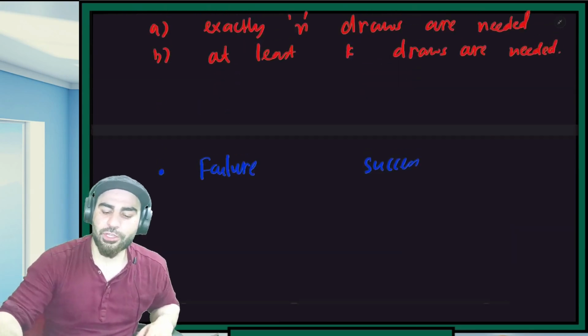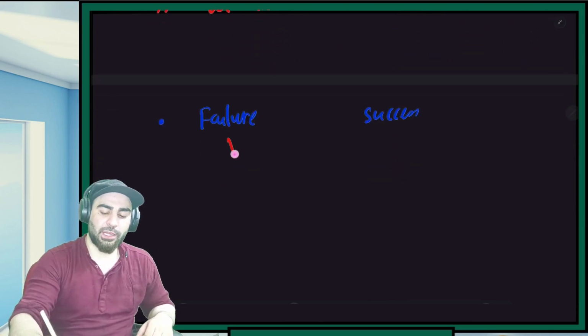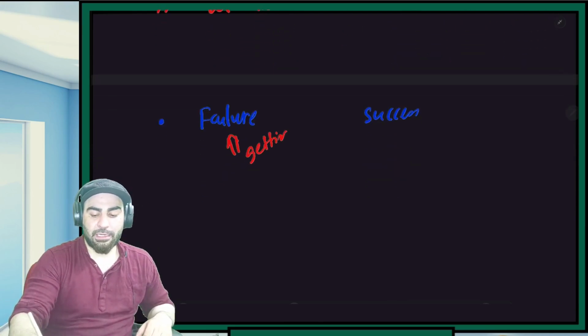Now, in order to solve this question, we have to find the failure and success probabilities. Failure over here is getting a white ball. Getting a white ball is a failure.